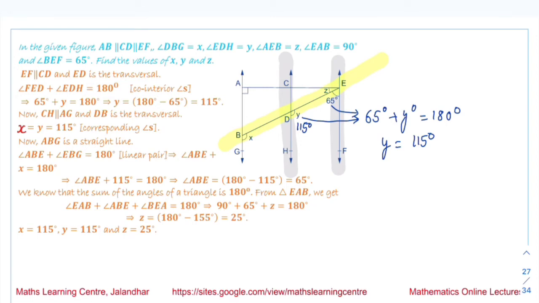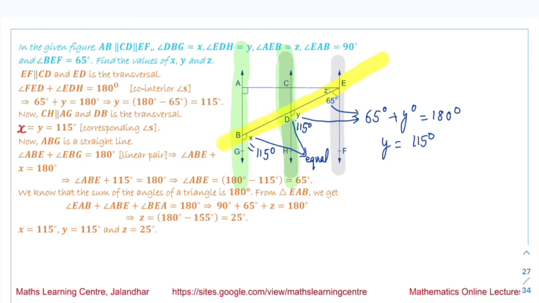Now next we are considering the lines CDH and ABG. For these two lines, the line BDE is the transversal. So this angle and this angle X will be equal. Why? Because these are corresponding angles. So the value of X you will get is 115 degrees.